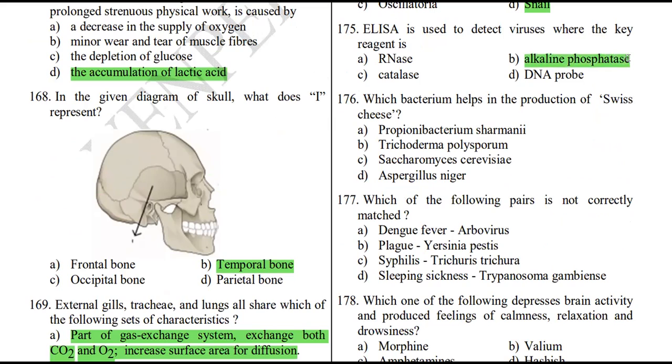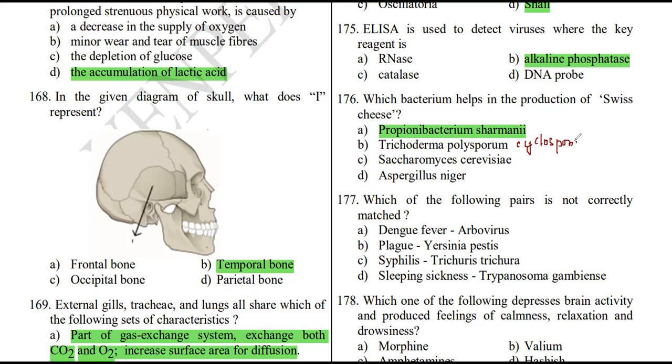Okay, yes. The next one, Propionibacterium shermanii. Propionibacterium shermanii is the one which produces Swiss cheese. So they have asked which bacterium helps in the production of Swiss cheese, which is Propionibacterium shermanii. What is Trichoderma polysporum? Trichoderma polysporum is the one which produces cyclosporin. I hope everybody remembers this. Cyclosporin is actually given for heart problems, so they produce cyclosporin.